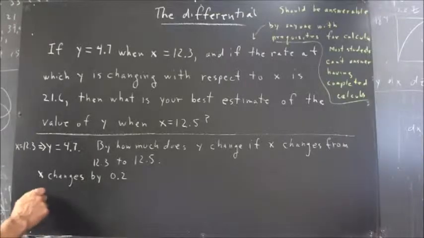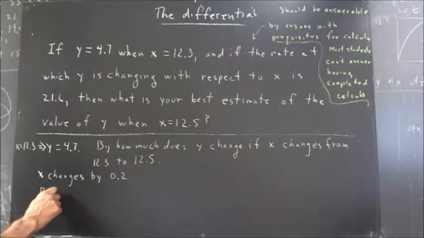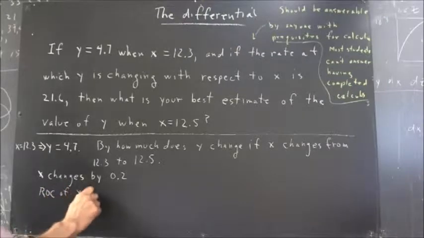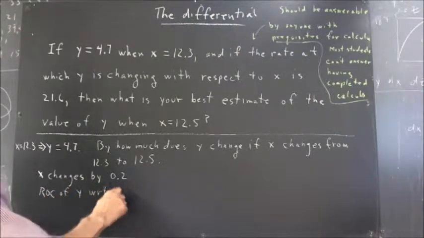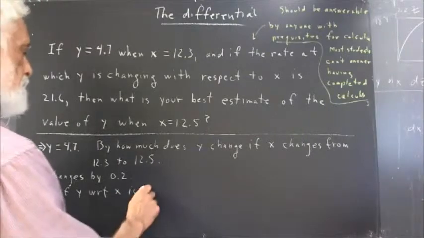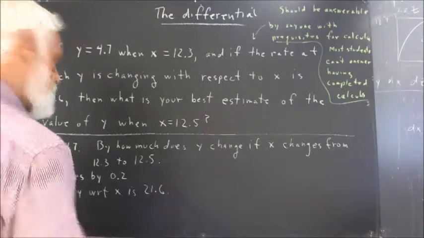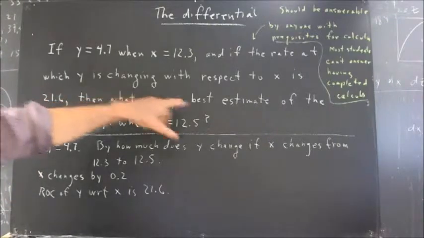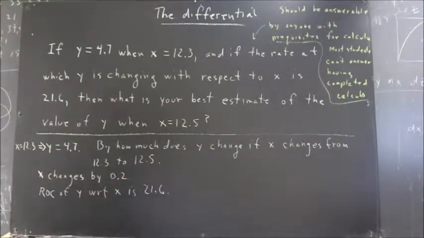Okay? The rate of change of y with respect to x is 21.6. Now, what do we mean by the rate of change of y with respect to x? People get through a complete calculus course without understanding what that means or why it's important. Although I think maybe a majority, probably a small majority, but a majority probably do have some sense. So what do we mean by the rate of change of y with respect to x?